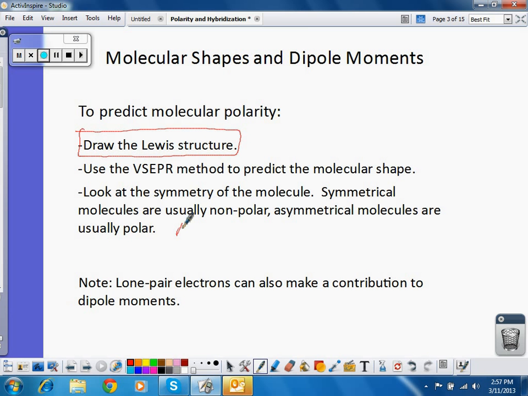So VSEPR notations like AX4, AX3, AX5, where one, I have no lone pairs of electrons, and two, the X is the same, so it's all hydrogens or all chlorines or all oxygens or whatever, then those molecules tend to be nonpolar. Asymmetrical molecules tend to be polar because those lone pairs of electrons, just as they do in water, force bonds into certain positions. So those lone pairs of electrons help to contribute to the fact that the polarity of water looks like that.